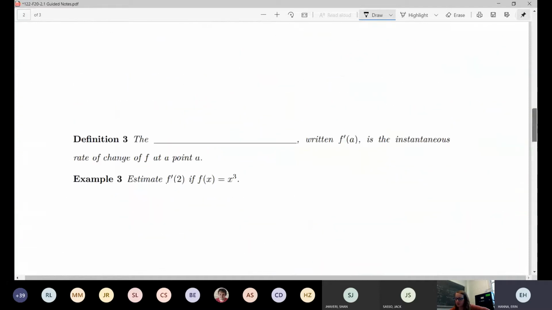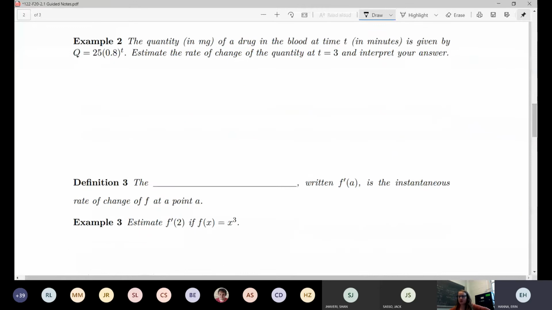Okie dokie. So say we have the quantity in milligrams of a drug in the blood at time t in minutes given by the equation 25 times 0.8 to the t. Estimate the rate of change. So they dropped the word instantaneous, but it's the same thing. Estimate the rate of change of the quantity at t equals 3 and interpret your answer. Again, we can't find the rate of change exactly at this point in time. A few weeks from now we will, but we can't do it yet. So what we have to do is estimate it with the average rate of change.